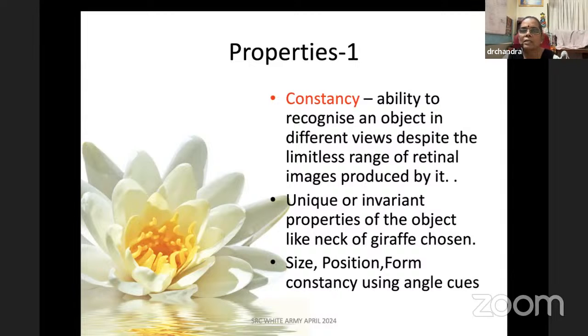briefly told. Then there is something called constancy. Constancy is what I said, when a bucket is kept straight or tilted or upside down, you should recognize that this is the bucket. For that, there is a phenomenon called constancy. So these are the various aspects of a particular object. So that principle is called constancy.